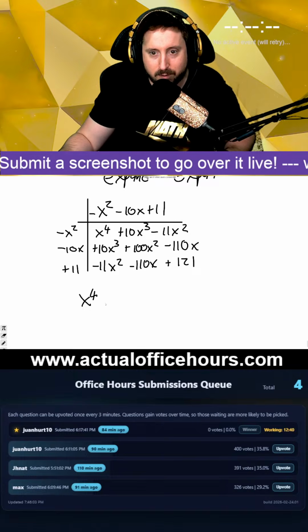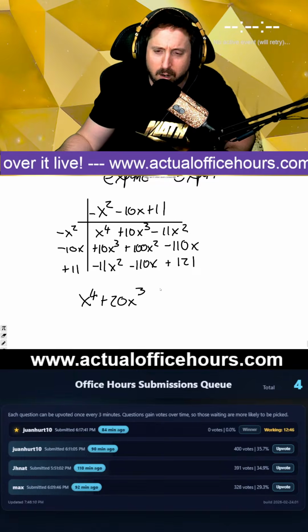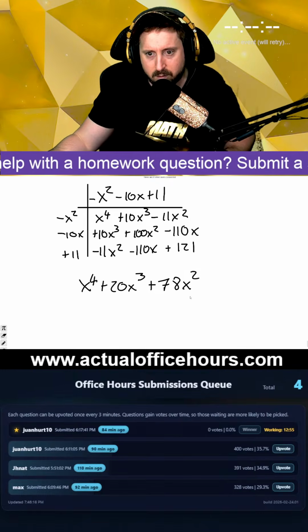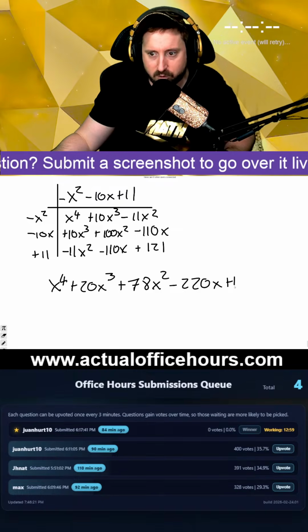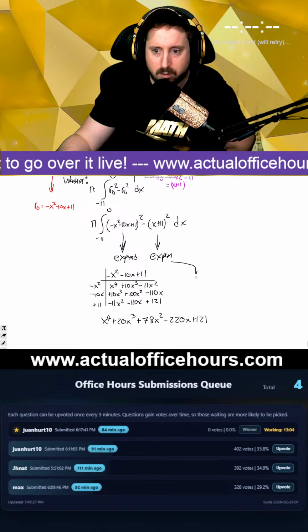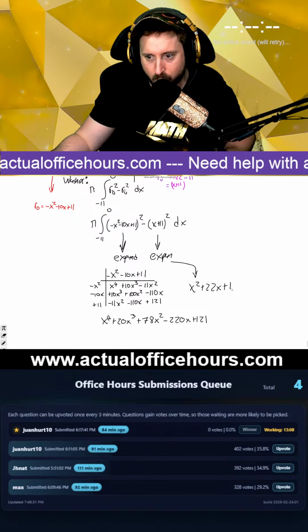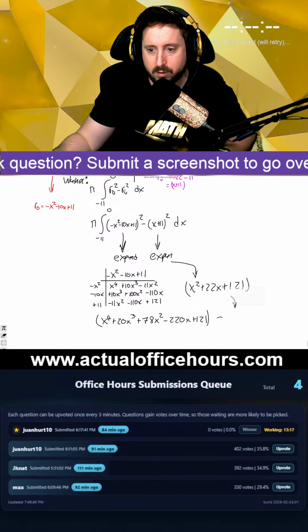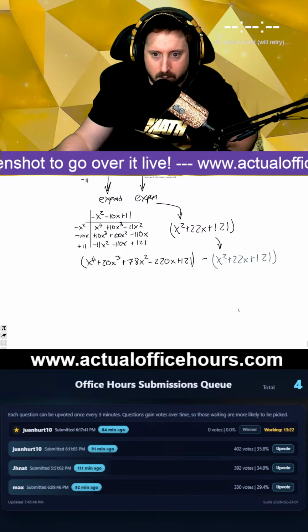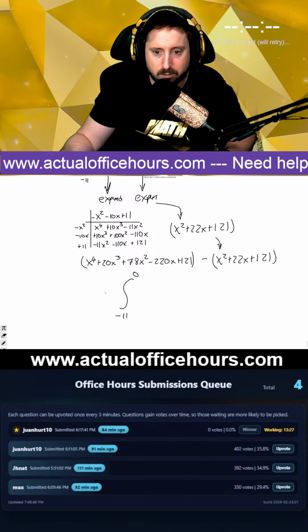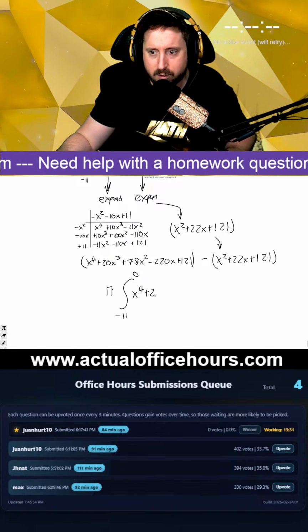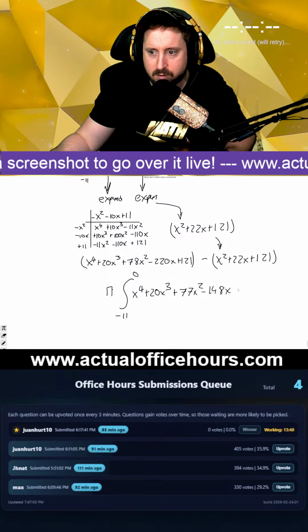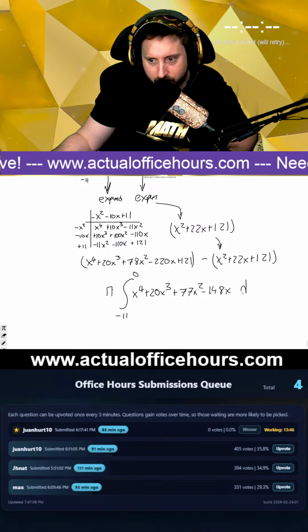So you get x to the 4th plus 20x cubed, minus 11 plus 100 is plus 78x squared. And then you can say minus 220x and then plus 121. So that's what all of that was. This then becomes x squared plus 22x plus 121. So then you're doing all of this minus all of this. And now it's the integral from -11 to 0 of pi times, so that's going to be x to the 4th plus 20x cubed plus 77x squared minus 198x. Oh, then these cancel, which is nice. Okay, cool. And then this is dx.